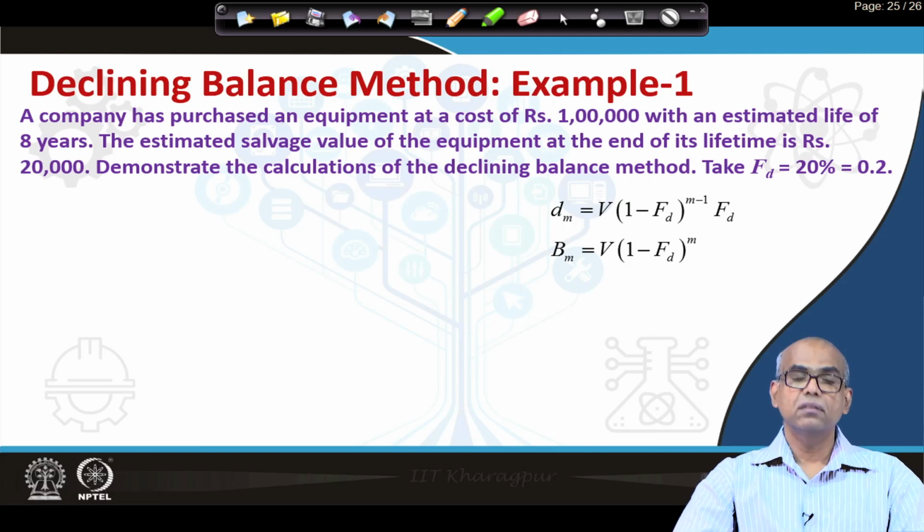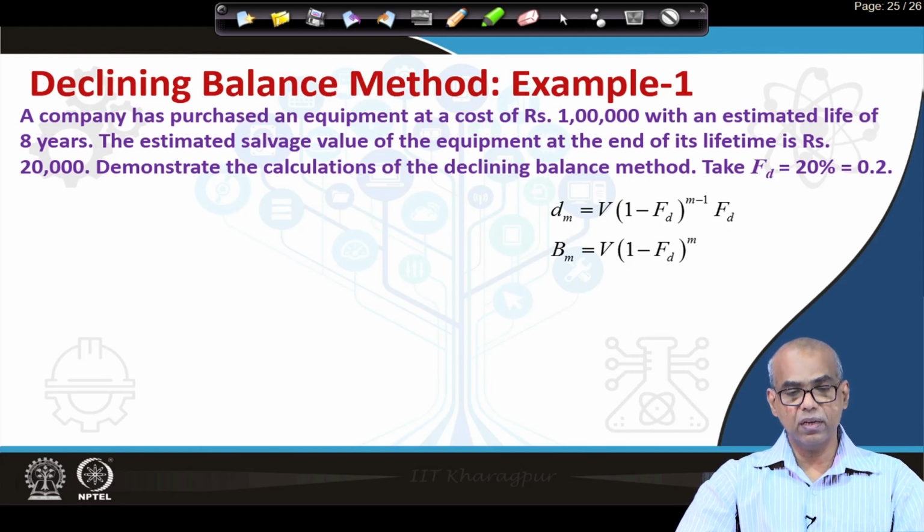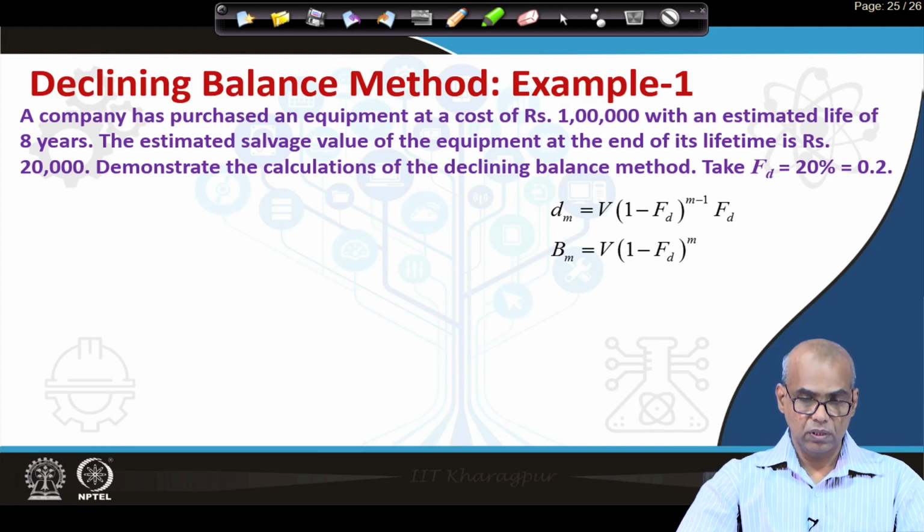Now, let us take an example and solve it using declining balance method. We are basically taking the same example that we considered for straight line method. A company has purchased an equipment at a cost of rupees 1 lakh with an estimated life of 8 years. The estimated salvage value of the equipment at the end of its lifetime is rupees 20,000. Demonstrate the calculations of the declining balance method. Consider FD, the fixed fraction factor, as 20% or 0.2.